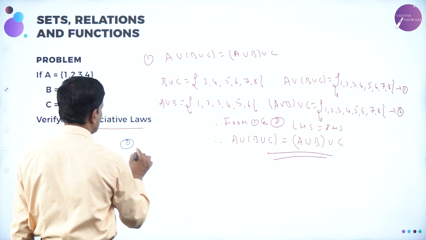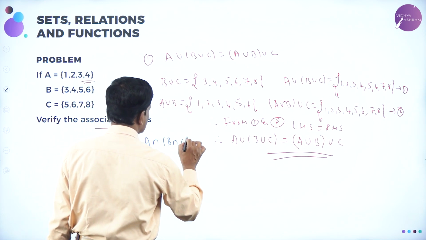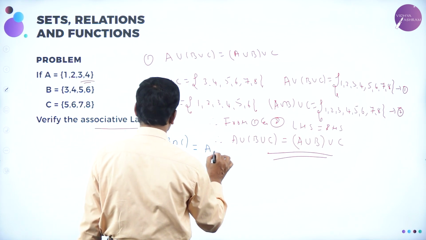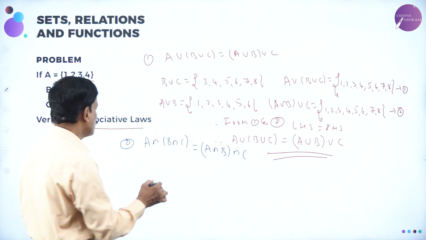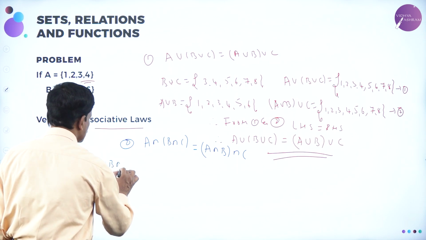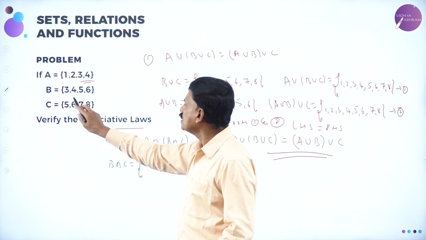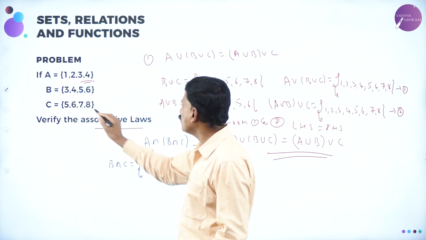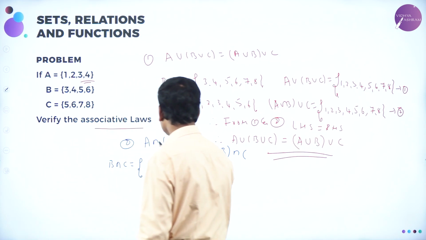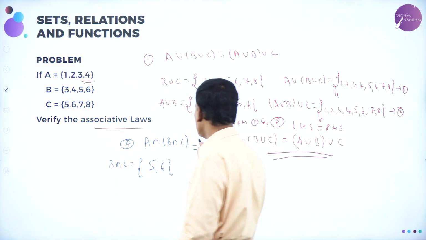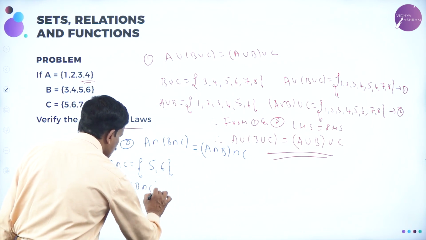Let us take this. Similarly, prove that A intersection B intersection C is equal to A intersection B intersection C. Now, let us find out first the left hand side, B intersection C. The common elements in B and C: 3 is not there, 4 is not there, 5, 6. 5, 6 is the common element. Now, let us come to A intersection B intersection C.